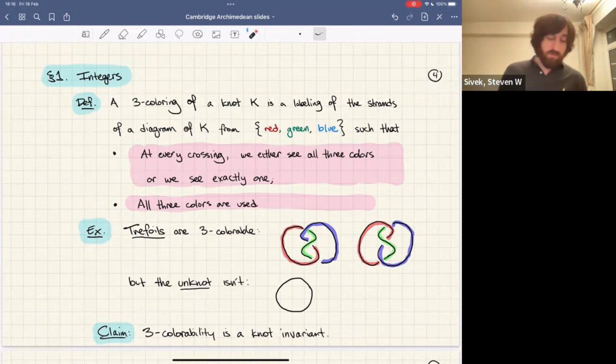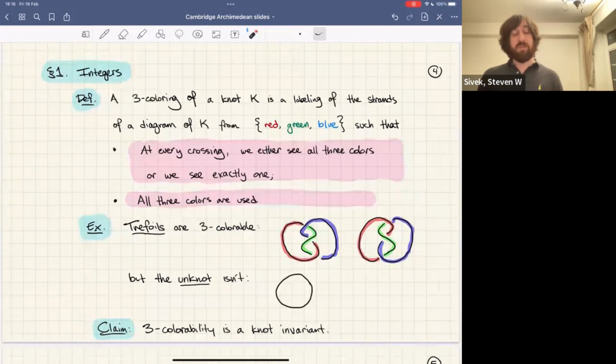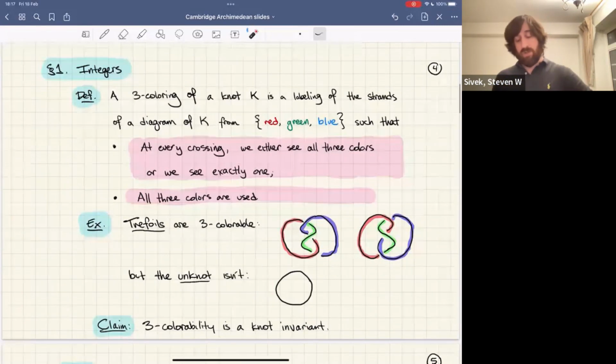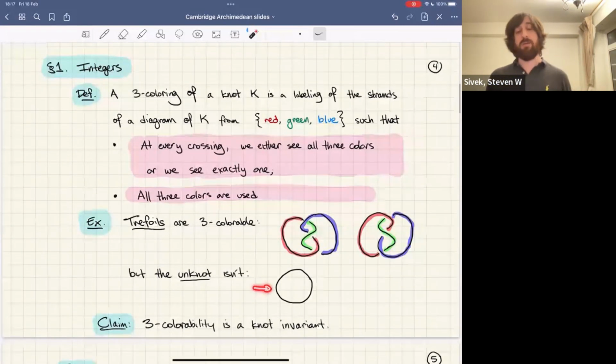So this, in principle, distinguishes them, but we don't know that it didn't depend on our choice of diagram. But the claim is that three colorability is a knot invariant. In other words, any diagram you take of some knot, you can try and three color it, and whether or not you can succeed doesn't depend on the diagram. It only depends on the knot. So if you believe that claim, then the trefoils are fundamentally different from the unknot. There's no way to sort of wiggle one of these around so that you can unknot it.